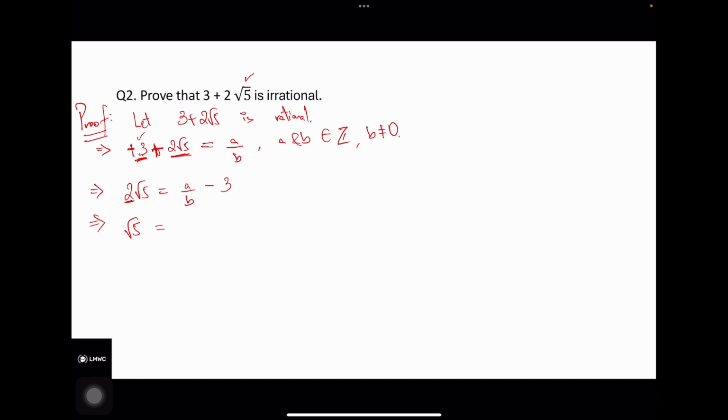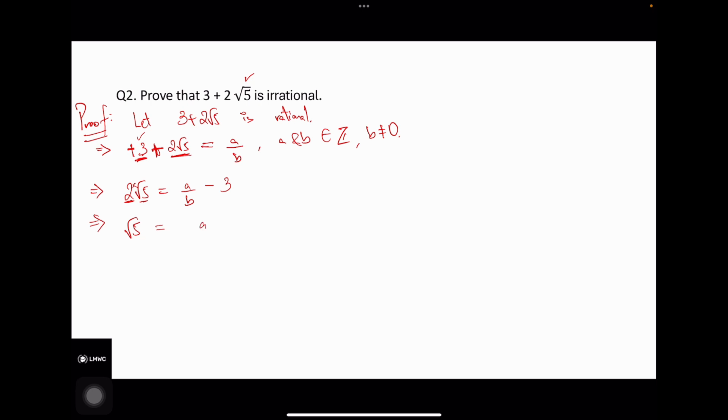Here, 2 and root 5, between them there is no plus or minus, which indicates that between them there is a product sign, multiplication. So whenever you take a product number to the other side, that will become a division. So the opposite of multiplication is division. So when you take the 2 to the other side, that will go in the denominator.